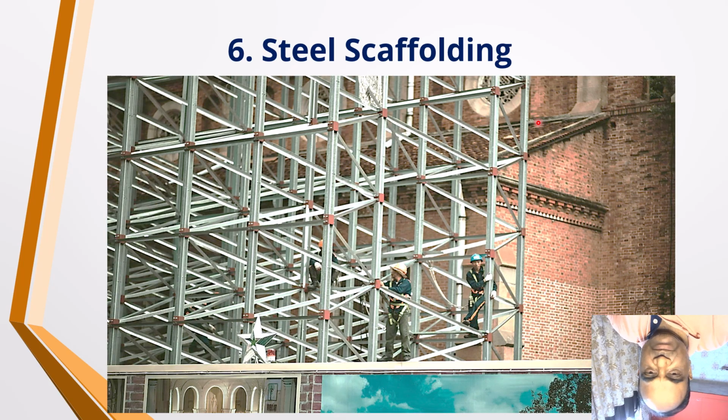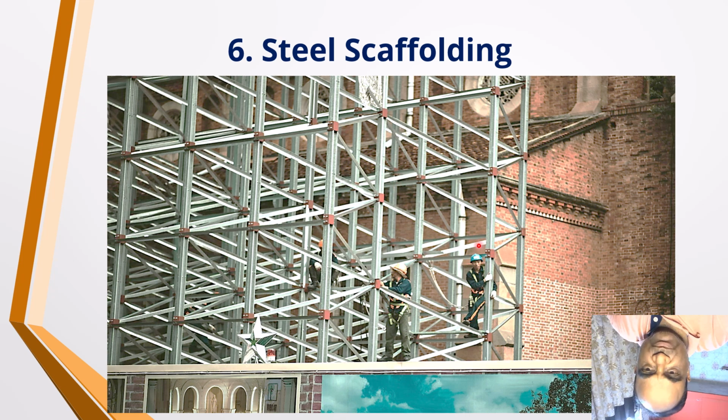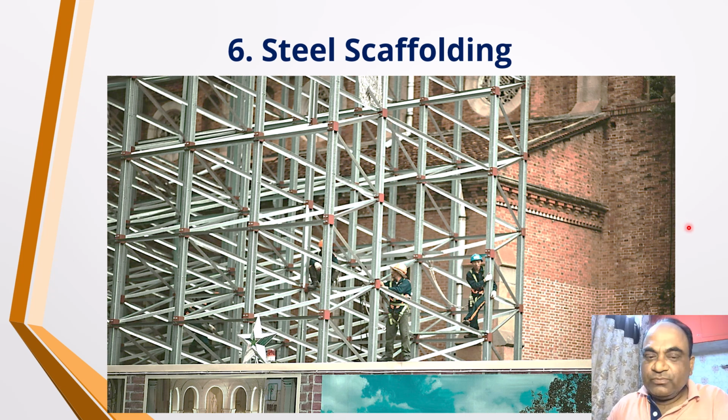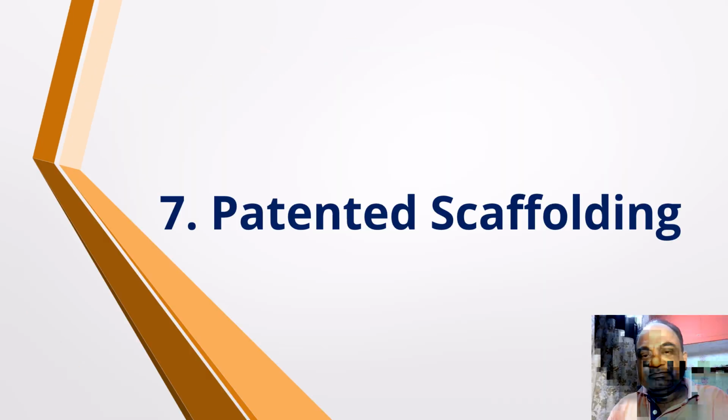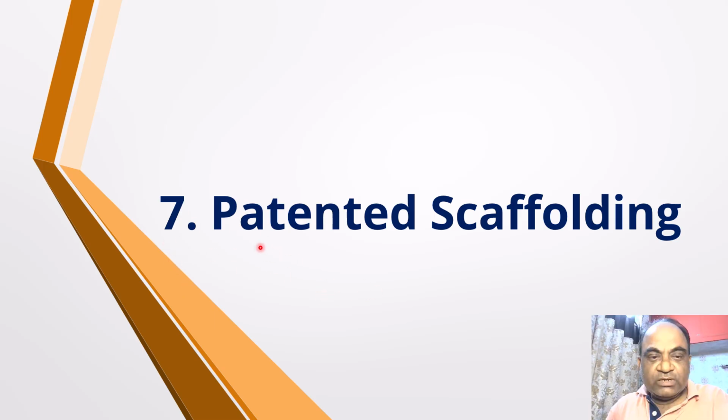So here in the picture, you have been shown this steel type of scaffolding. This is erected, and this type of erection helps construction workers to perform their work. Patented type of scaffolding. In fact, the last one was the sixth one, and this one is the seventh one. The numbering was mistaken. So take the earlier one as the sixth one.